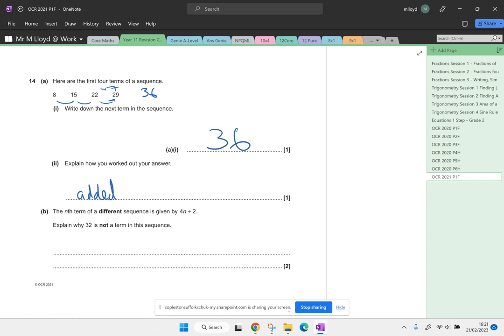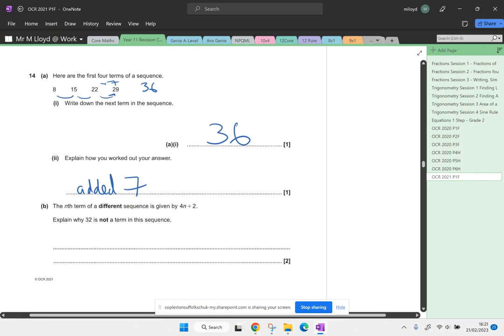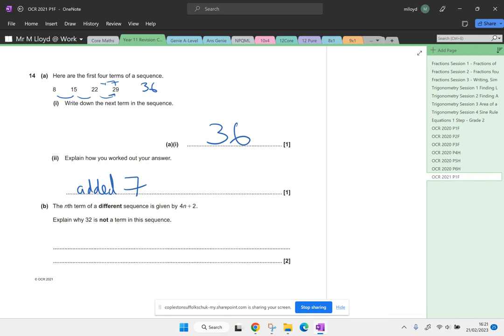Well, I added 7. Okay, the nth term of a different sequence is given by 4n plus 2. Explain why 32 is not a term in the sequence. So 32, 4n plus 2 equals 32. 4n equals 30. And then we do n equals 30 divided by 4.